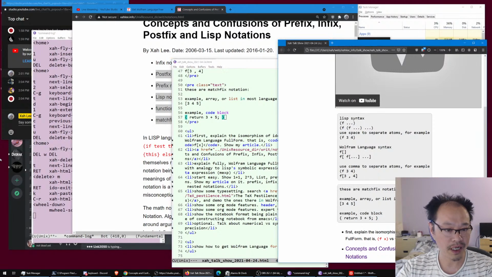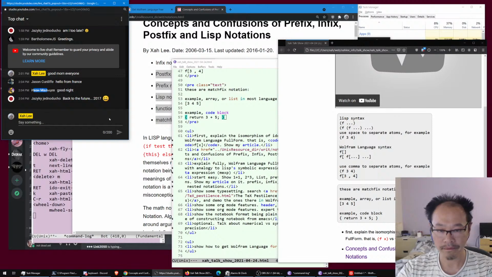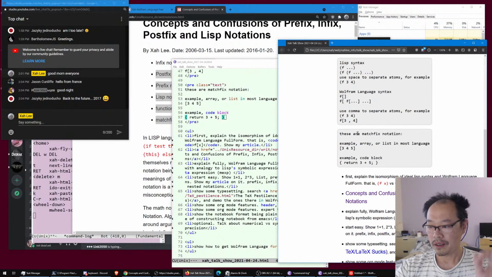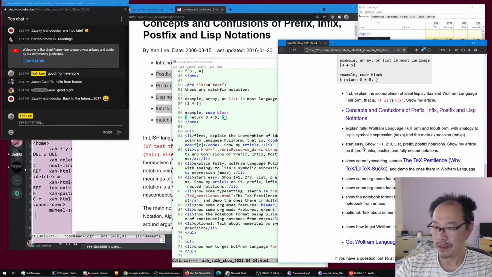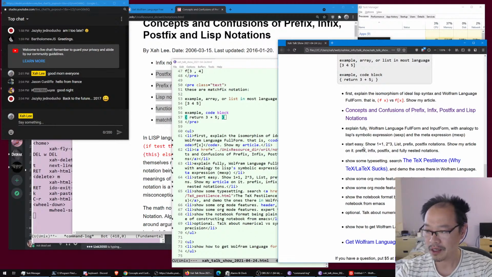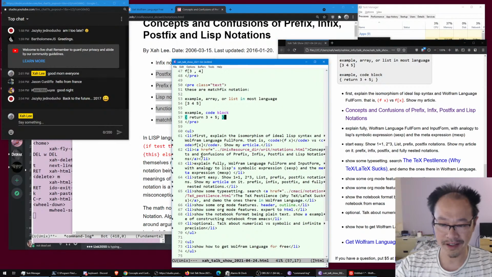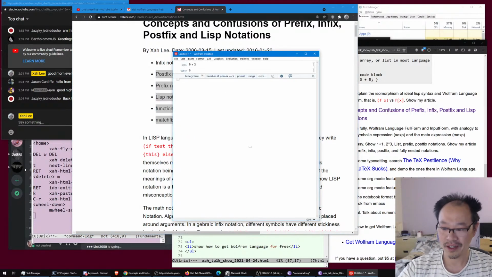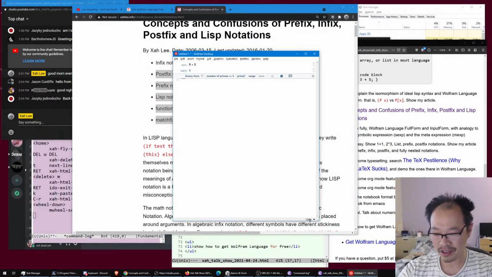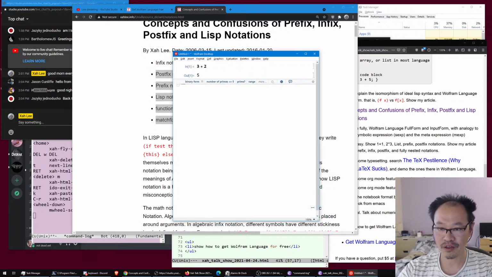So now we got comments, okay? If you have a question to me, put my name to it. Okay, so we have now explained the isomorphism between Lisp syntax and Mathematica syntax. Now, let me explain the full glory of Mathematica syntax, okay? This is when we are going to go to Mathematica. Let me demonstrate, okay? Let me show you.